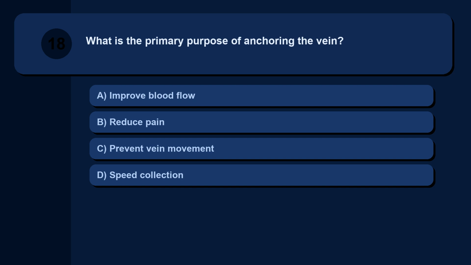Question 18. What is the primary purpose of anchoring the vein? Improve blood flow, reduce pain, prevent vein movement, speed collection. Anchoring stabilizes the vein, preventing rolling and reducing tissue trauma. This improves first attempt success rates and patient comfort.